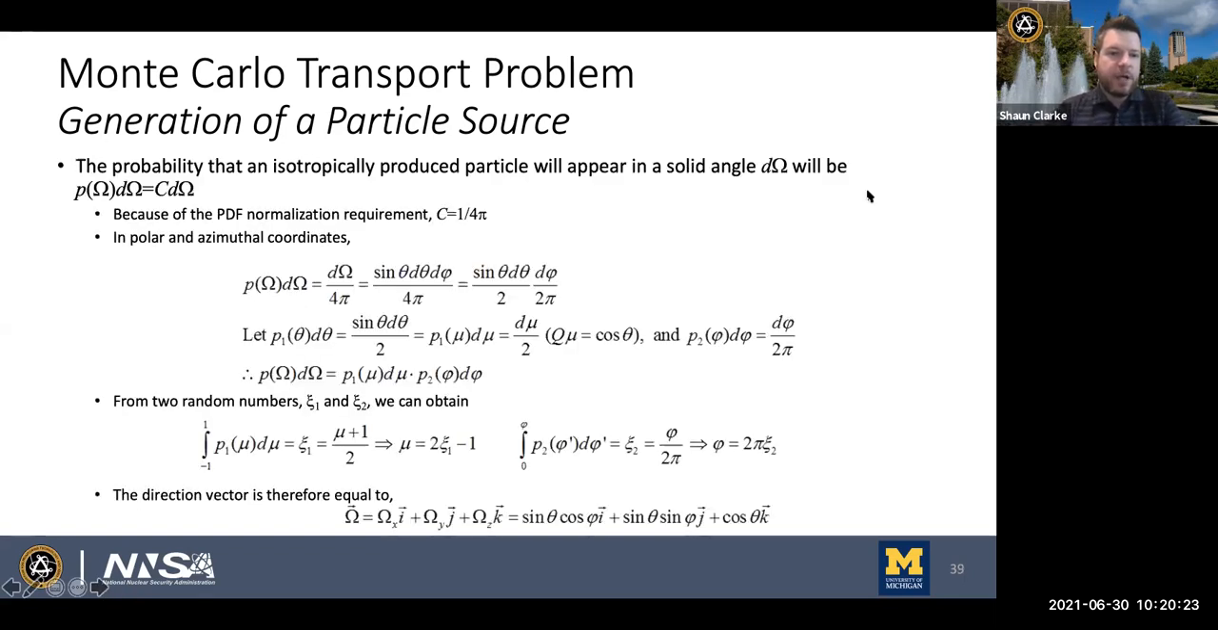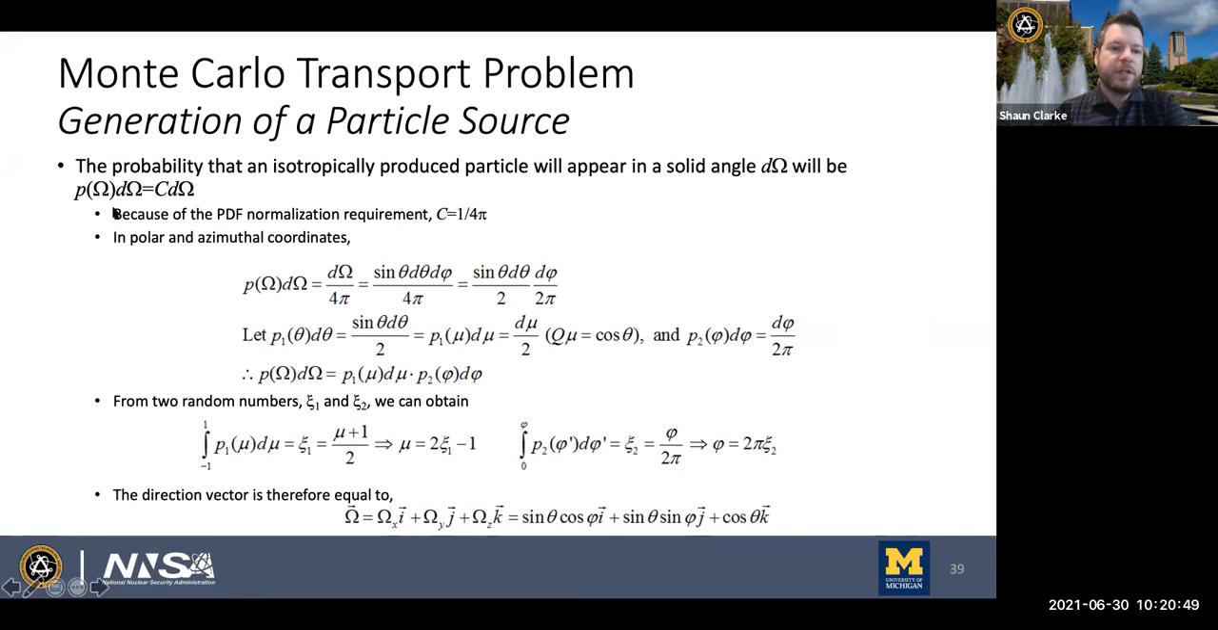Okay, so the direction. So we have our particle source. It's born at a certain position. Maybe it's along a line, maybe it's in an area, maybe it's at a point. Once we've chosen that position randomly, we're going to choose the direction. In this case, our direction is defined as this omega variable, which depends on two different angles. It depends on the polar angle and the azimuthal angle.